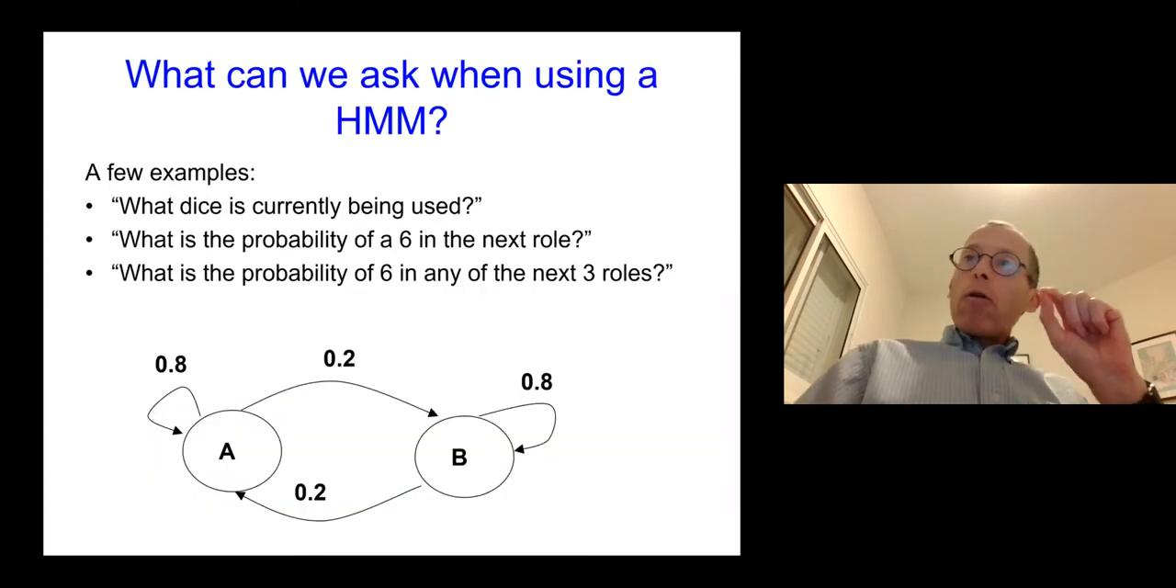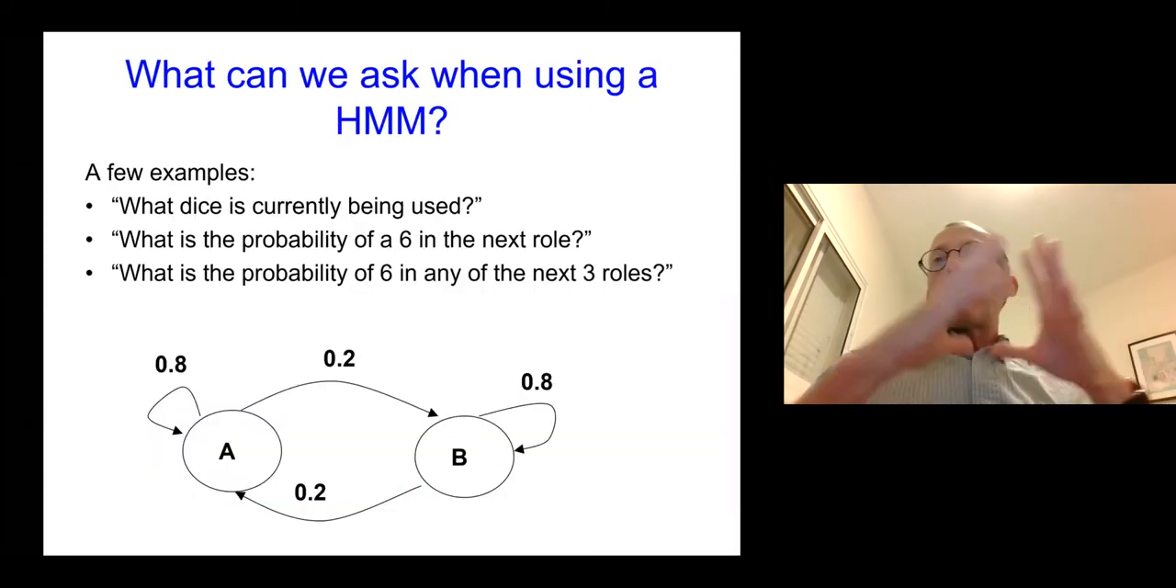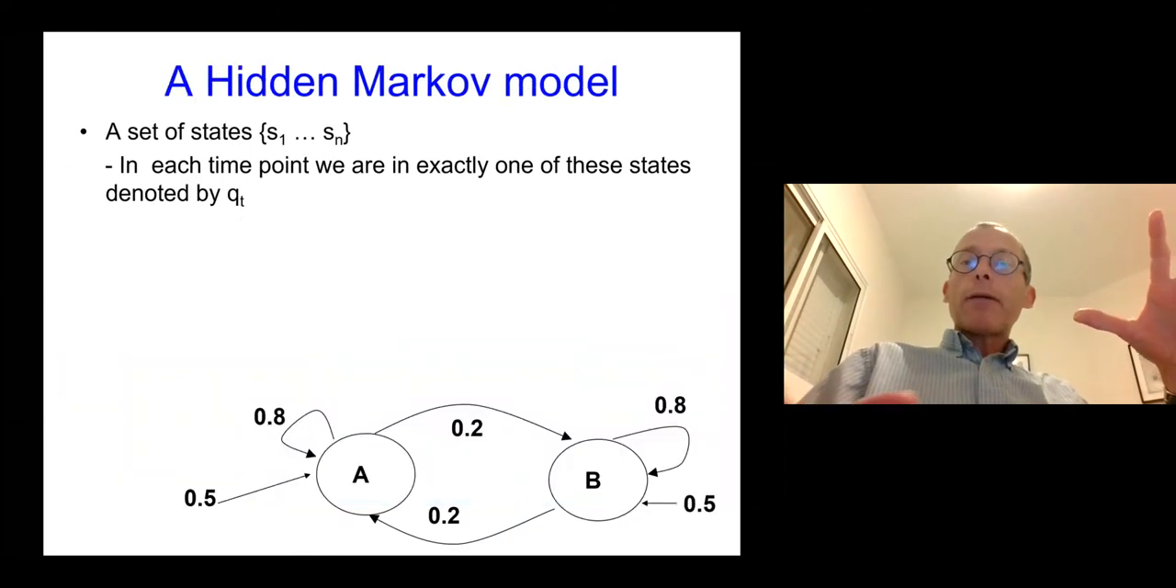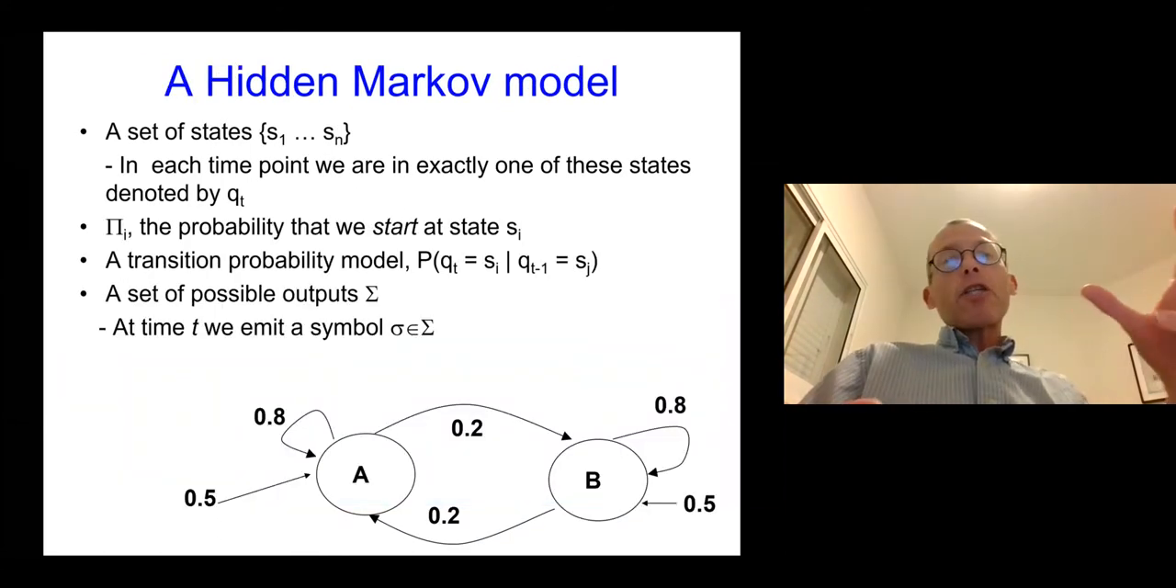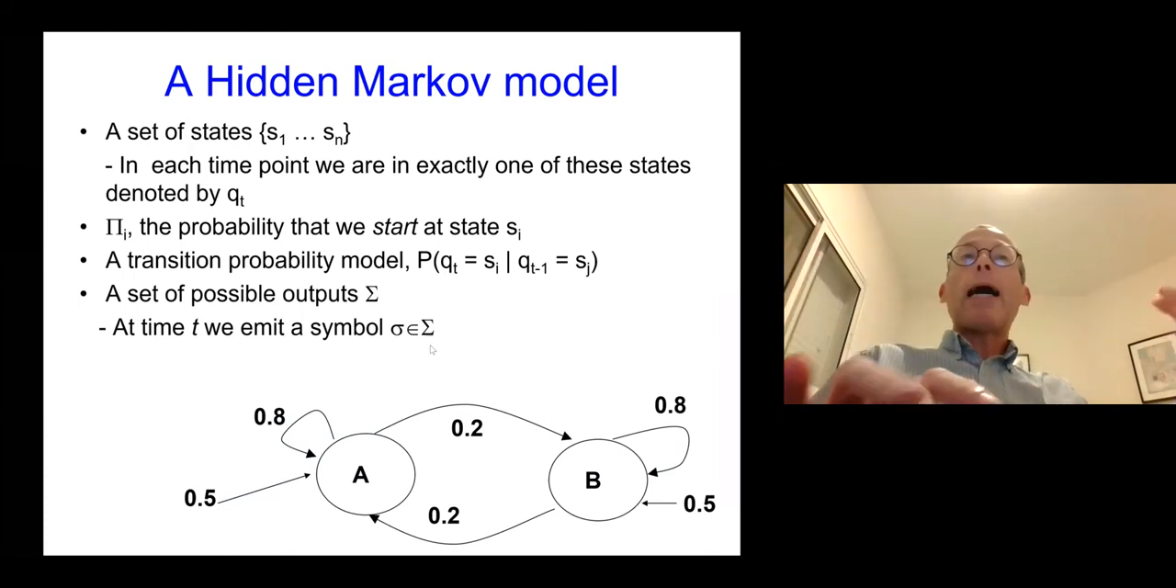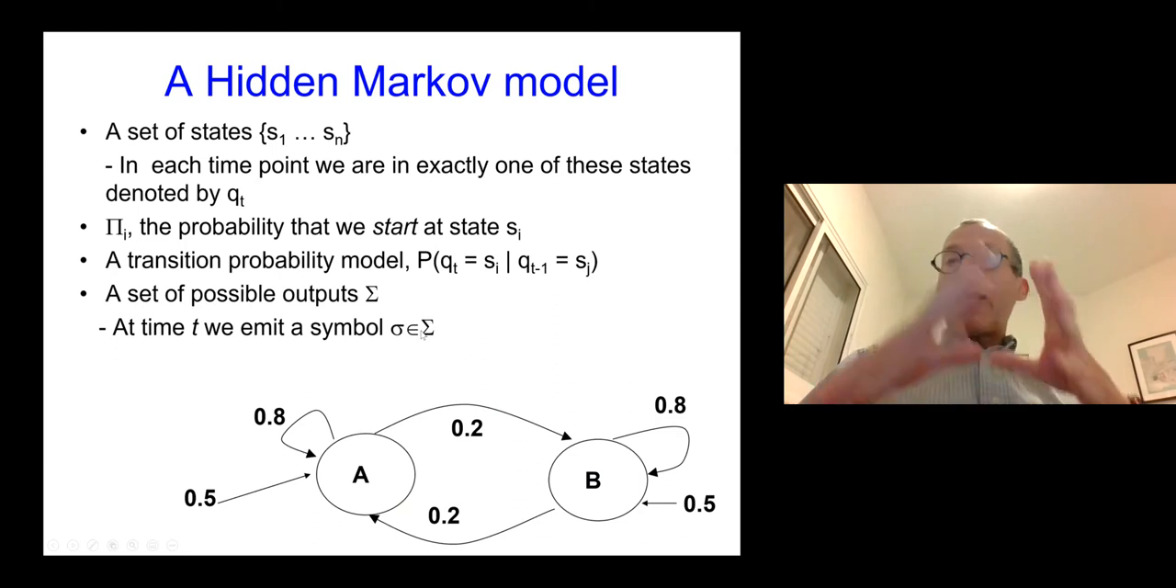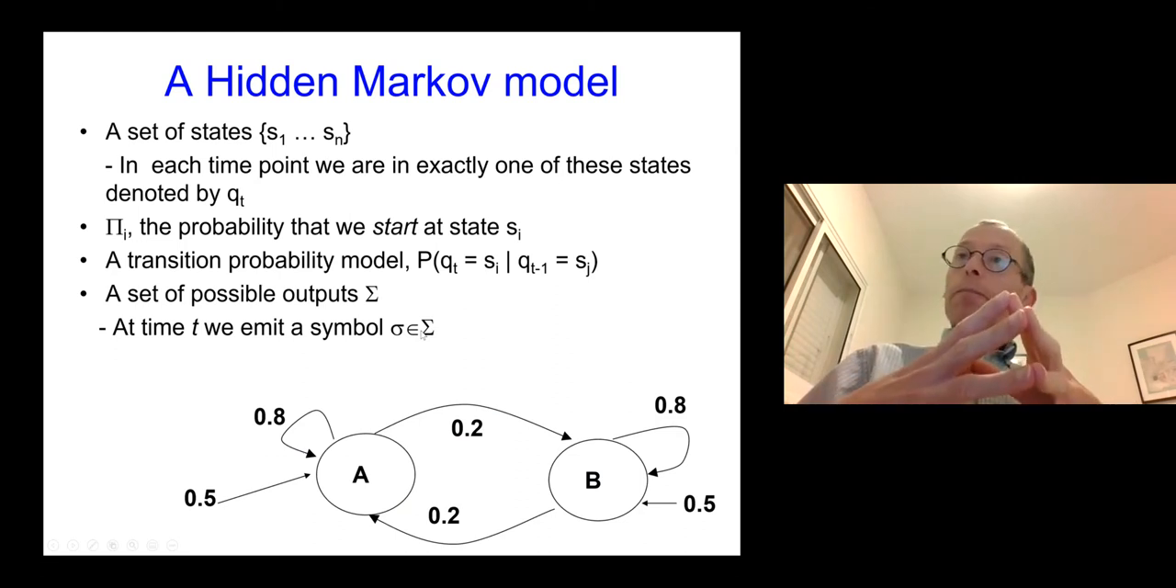Okay, so for now, there are two things you want to do when you see such a definition. First of all, maybe the first question you ask is, how do we get these values? How do we get the probability pi i? How do we get the transition probabilities? How do we get the emission probabilities? That's something that we will answer, but not in this lecture.